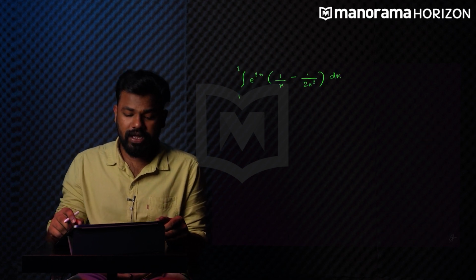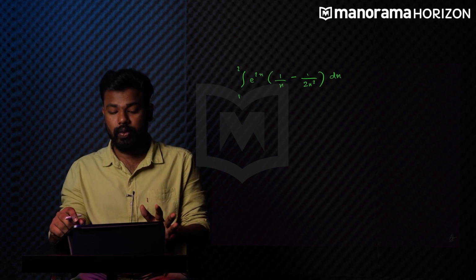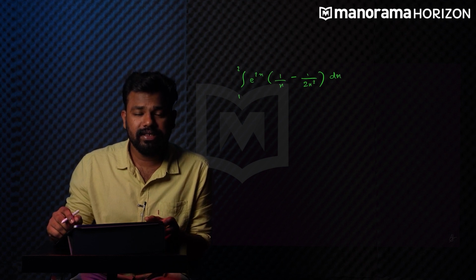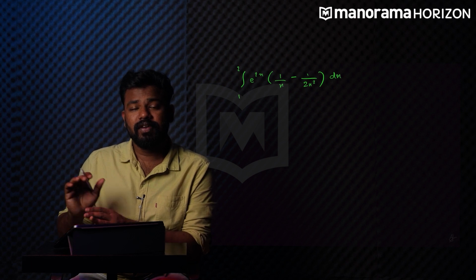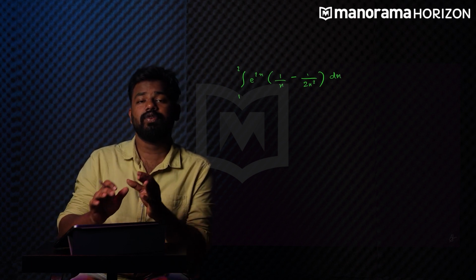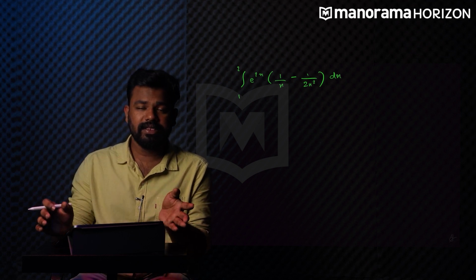So we have a question here, that is integral 1 to 2 e raised to 2x times (1 by x minus 1 by 2x square) dx. We have studied a form where the integral of e raised to x times (f of x plus f dash x) dx is nothing but e raised to x into f of x plus c, right?